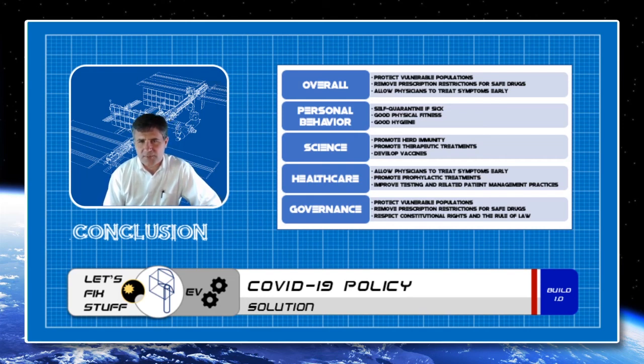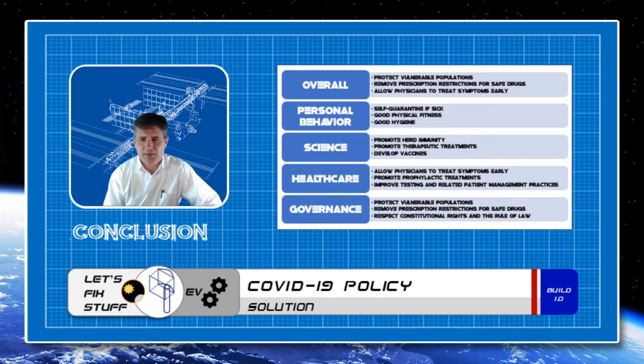And from a governance perspective, once again, top priority is protect vulnerable populations. Number 2, you're not doctors, so don't pretend that you are one. Remove prescription restrictions for safe drugs. And last but not least, restore respect for our Constitution and the rule of law. That means if you've got a case to be made that is a deviation from what the rule of law and your current powers are telling you, make the case as a leader, without forcing the law behind you.